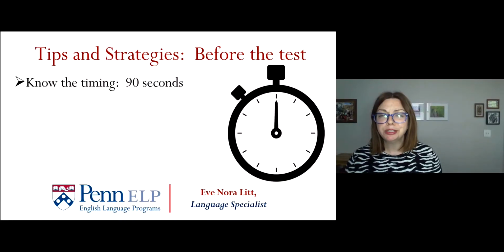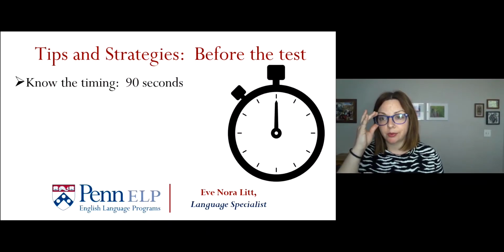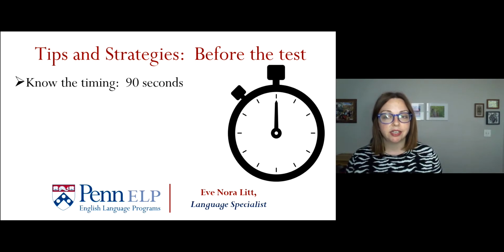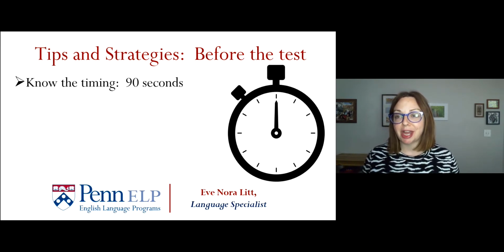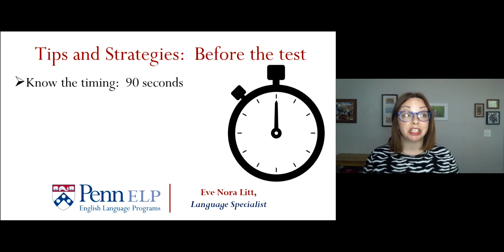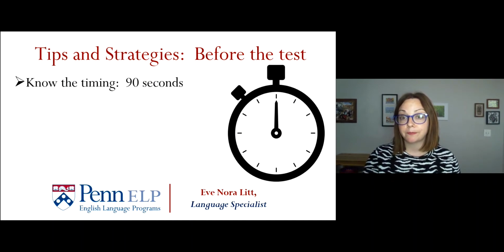Now let's talk about ways to prepare for the extended speaking tasks before the test. Let's start with timing. It's important to know what 90 seconds feels like when you're speaking. For some test takers, 90 seconds can feel like 90 minutes. And for others, 90 seconds can feel more like 9 seconds. It's important not to be rattled or stressed out by the time constraints of the question, and one way to do that is to practice.